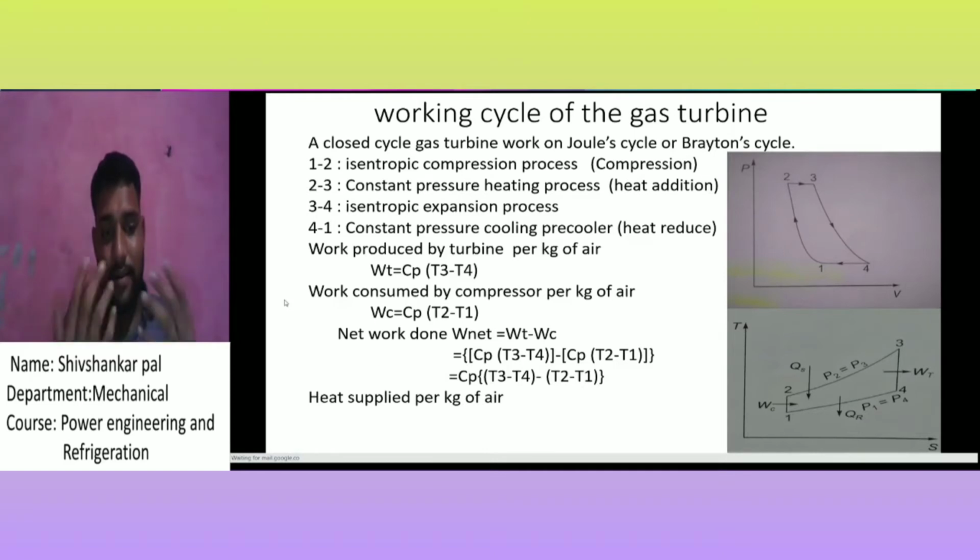Now the heat input through the combustion chamber, that is heat supplied per kg of air. Q is equal to m Cp into delta T. Here m is considered 1 kg, so Cp into delta T. That is our heat addition, as seen in the T-s diagram, the heat addition process from 2 to 3. That means T3 minus T2.